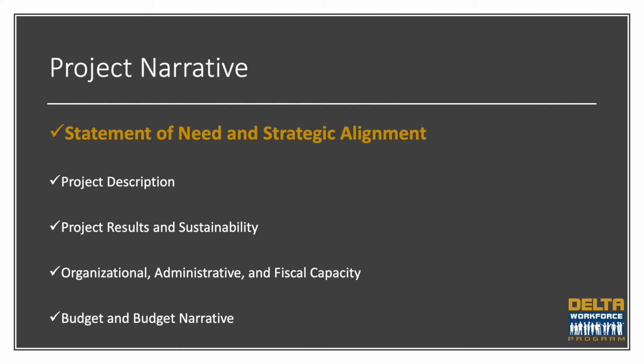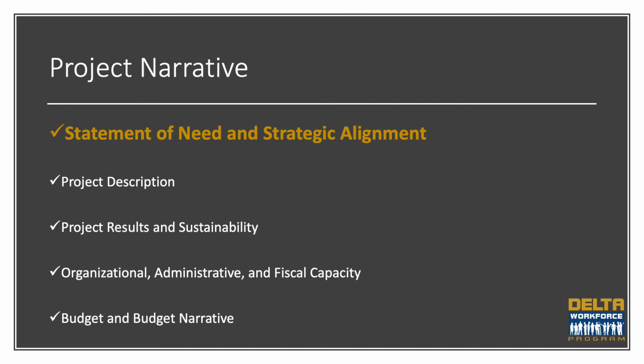Statement of need and strategic alignment. The statement of need must describe the need for assistance, the nature and scope of challenges to overcome, and the consequences of not addressing the need. The needs described must align with the target population served. Additionally, the statement of need must describe and demonstrate the proposed service areas, skills gap, and documented employer needs.